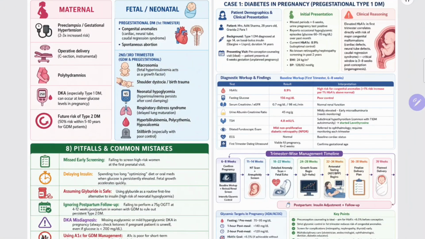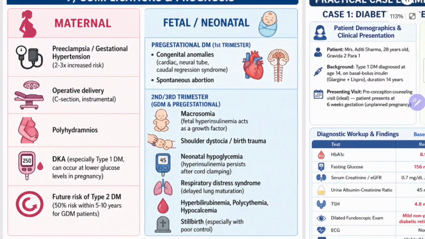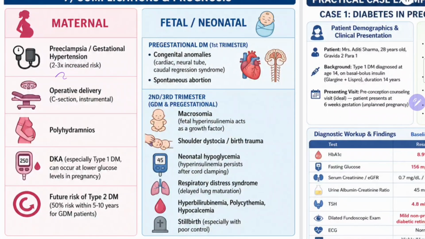So now what are the complications and prognosis? Maternal complications: she is at high risk of preeclampsia and gestational hypertension, meaning pregnancy induced hypertension, that we should remember. High risk of C-section, high risk of polyhydramnios, high risk of diabetic ketoacidosis, especially in type 1 diabetes mellitus, which can occur at lower glucose levels in pregnancy. And she will have a future risk of type 2 diabetes mellitus, 50% risk within 5 to 10 years of GDM patients. So what are the fetal and neonatal complications?